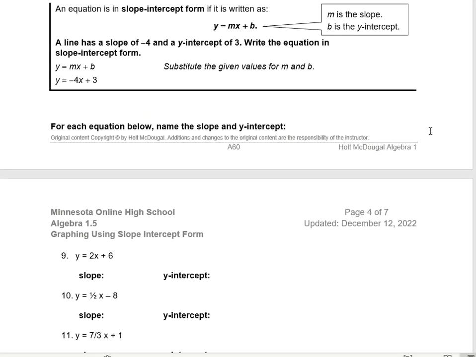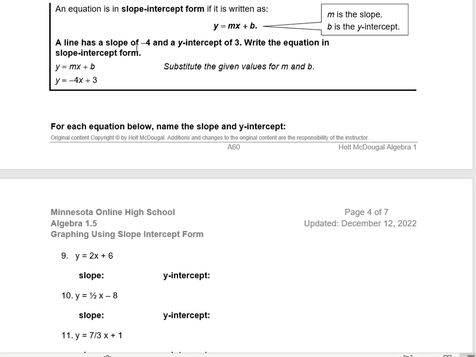And then for the next section, you are going to take an equation that is written in slope-intercept form. It's written in slope-intercept form if you have y equals a number, that's the slope, times x, plus another number. So the number in front of the x is the slope. The number added or subtracted from the end is the y-intercept.